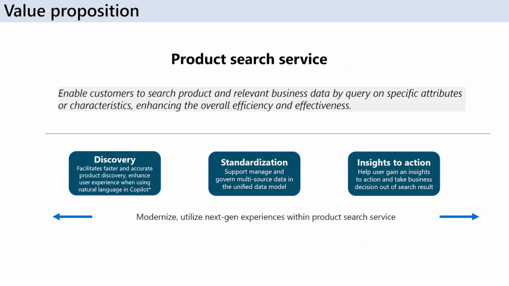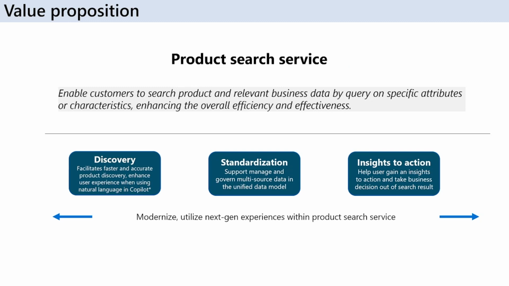The second is standardization. As we know, inventory visibility is acting as a central hub to store inventory data and product data from multiple data sources. It assists in managing and governing data from multiple sources within a unified data model, promoting consistency and reliability of the search results.